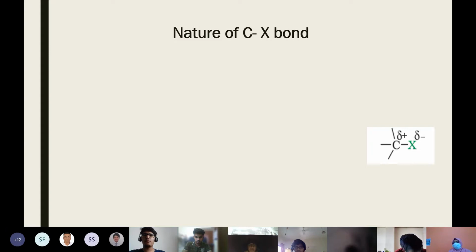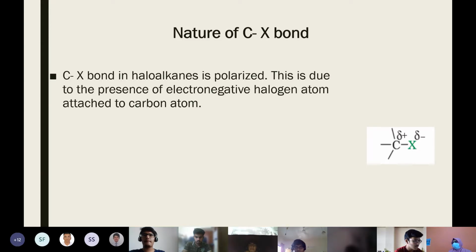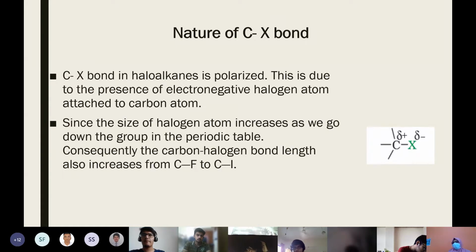Now we learned that the C-X bond is always polarized in haloalkanes because of the electronegative halogen. So we basically completed the nomenclature and then we started analyzing the nature of the carbon halogen bond.